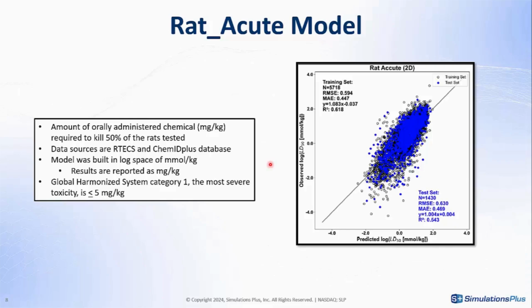The model was built in log space, as you can see from this plot here, and the units were millimole per kilogram. Then we used the model editor to convert the results back into mg per kg. If you look at the Globally Harmonized System, category 1, which is the most severe, the toxicity is less than 5 mg per kg as the cutoff there.